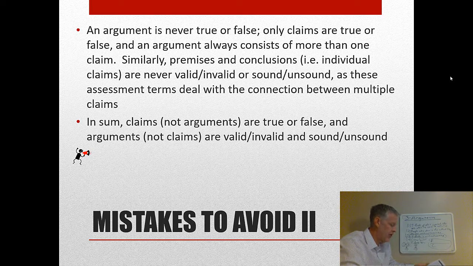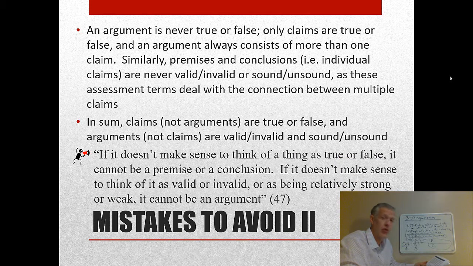That's what the authors are also getting at when they say on page 47 of the text, quote, if it doesn't make sense to think of a thing as true or false, it cannot be a premise or a conclusion. And again, it doesn't make sense to think of the argument as true or false for the reasons I mentioned. It contains at least two or more claims, and they could be true or false individually. Continuing the quote, if it doesn't make sense to think of it as valid or invalid, or as being relatively strong or weak, it cannot be an argument.